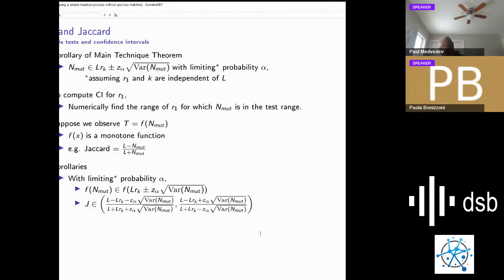So let's apply this technique straight to nmut, and we've already computed the variance, which I'm not going to plug in here, but we know it, and we have the expectation, and so we immediately get a hypothesis test for nmut.